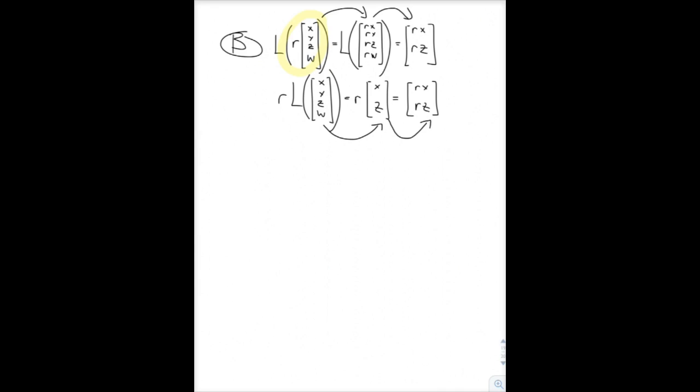And of course we see that we get the same thing here and here. These expressions are equal, and so we can conclude that L satisfies scalar multiplication as well. So properties A and B of the definition of linear transformation are satisfied. We can conclude that this map L is a linear map.